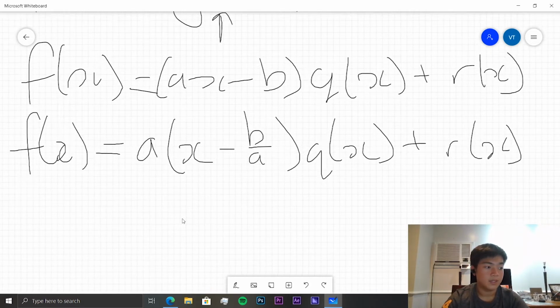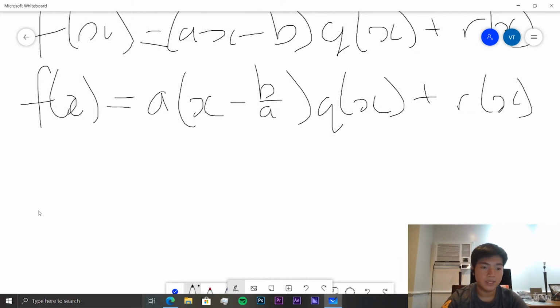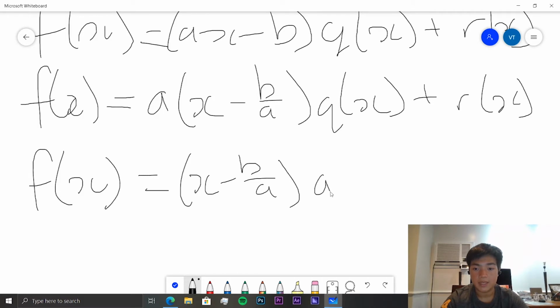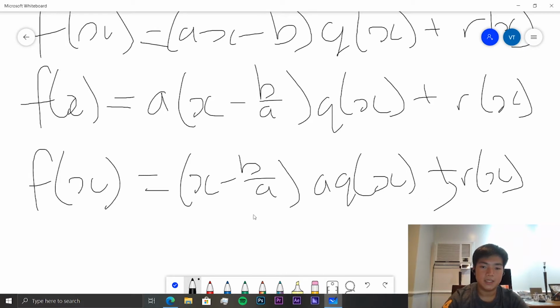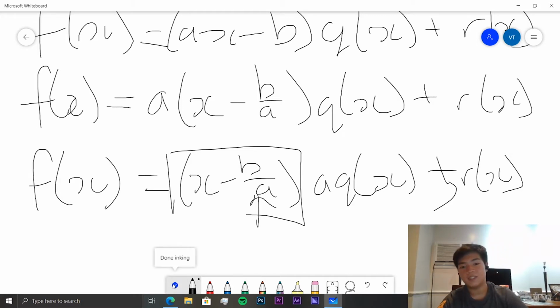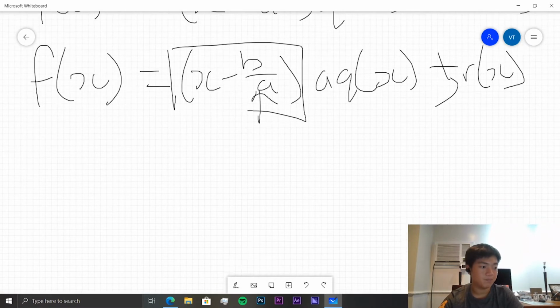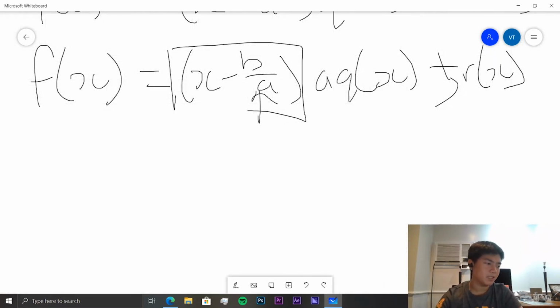So now we can group this into f of x is equal to x minus b over a times a times q of x plus r of x. So with this modification, we can now substitute negative b over a into the algorithm instead of just negative p to get the quotient and the remainder. So let's jump into some questions so we can solve a few.